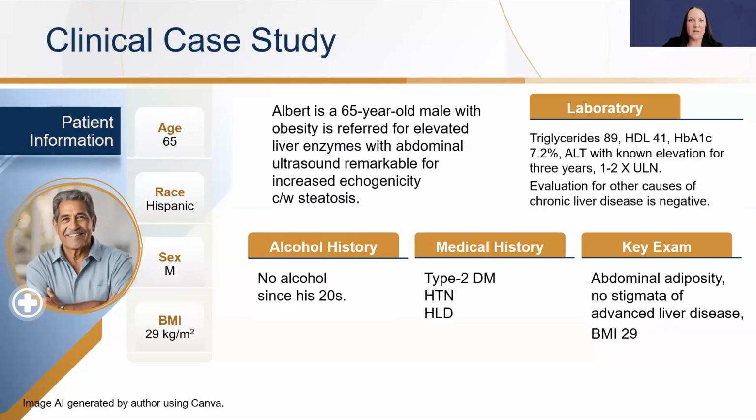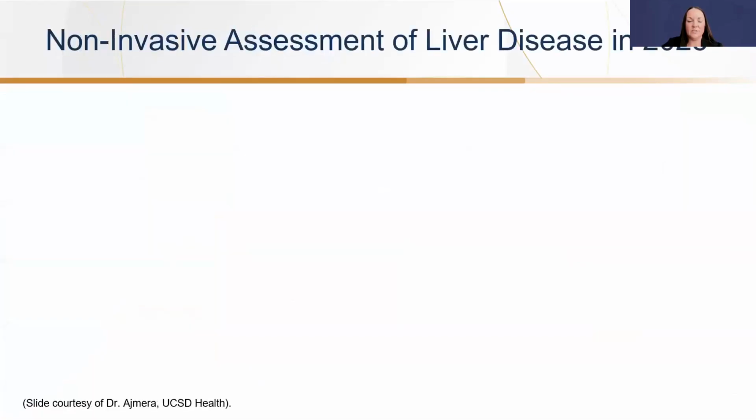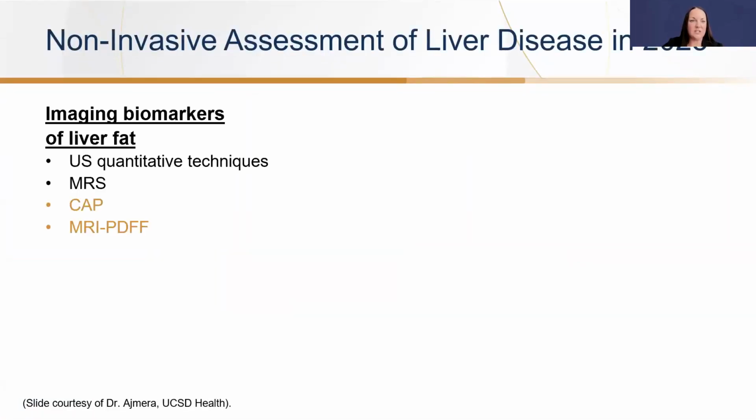He has been worked up for other chronic liver disease issues, and his hepatitis panel and liver serologies have been negative. He does not drink alcohol. He has type 2 diabetes, hypertension, hyperlipidemia. So with this information, we can diagnose him with metabolic associated steatotic liver disease. We'll talk about some non-invasive testing that we can do for our patients.